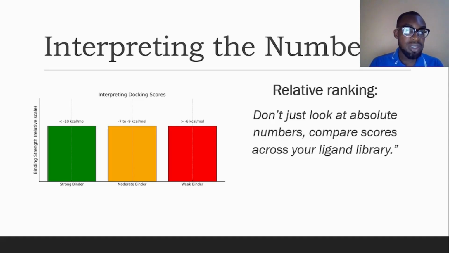Now we are talking from a general perspective. Having values that are greater than -6, that is -6, -5, -4, -2, shows that the interaction between those two molecules is most likely weak. So it's important you note this. But beyond that, don't just look at the values you've gotten. It's important that you compare the scores you've gotten with the ligands you are working with.